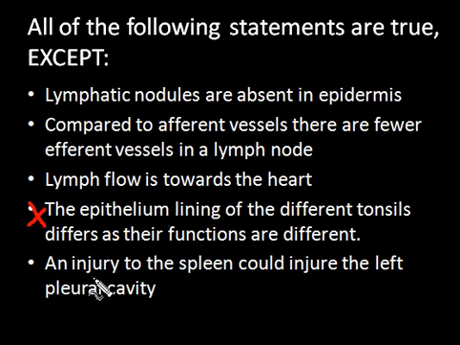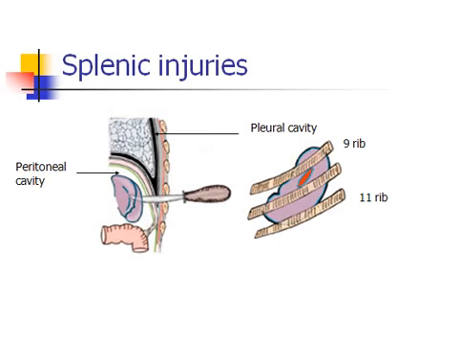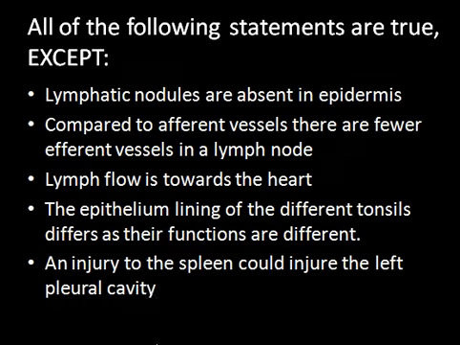So let's look at the last one, where it says an injury to the spleen could injure the left pleural cavity. And again, this is a picture of the spleen that you have in your PowerPoint, and you know the spleen is present in the left hypochondrium. So you can see here it is related to the left pleural cavity. So if there's an injury, it could injure the left pleural cavity or any of the organs which are close to it. So hence this statement is also true. So if we come back here, the only incorrect statement is this one. Therefore, this is the answer to this question here.